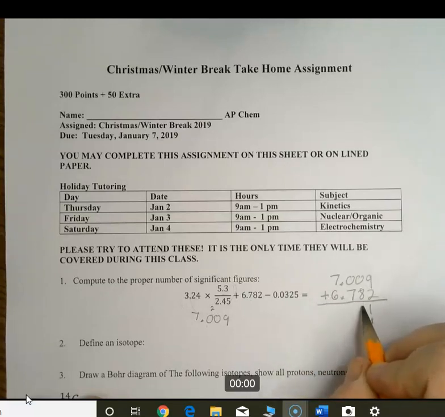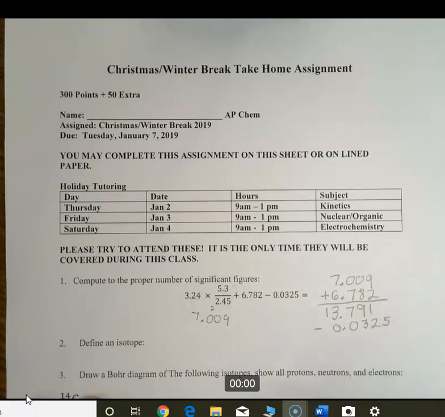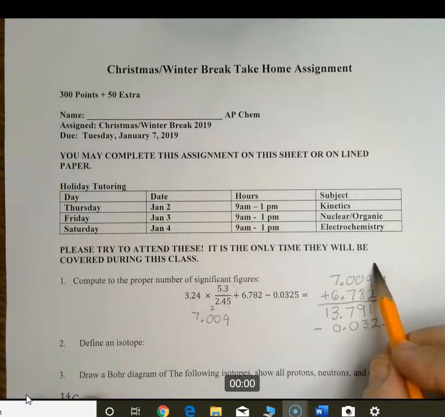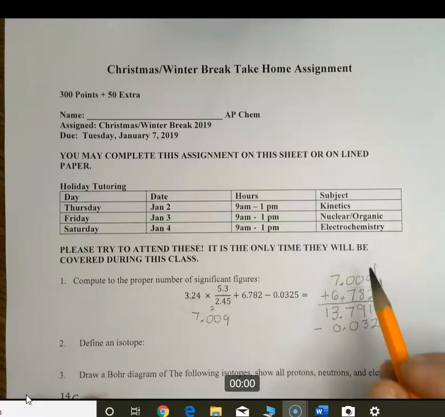We get 11. 8 and 1 is 9. 7 and 13. Now we're going to subtract 0.0325. By the way, when we cut this off, we cut it off right there because that's the least number of places after the decimal, 782. This was actually a number that went on much longer than that, but we're going to cut it off here anyway. So remember, with addition and subtraction, you cut off at the least number of digits after the decimal place when you add or subtract.